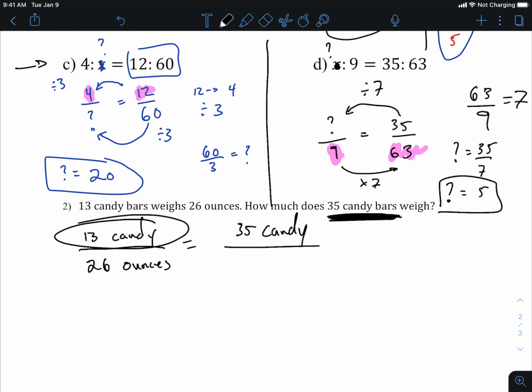Does it matter what you do from the beginning? Does it matter if I put 26 ounces over 13? No. What matters is that this side matches. You can't flip-flop, okay? You got to make them match. Does that make sense? So you're going to put the question mark here.